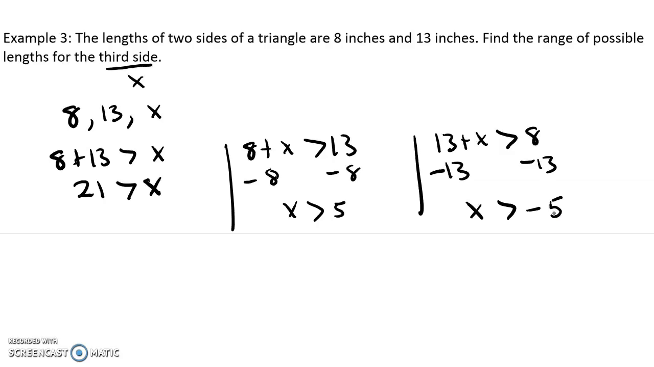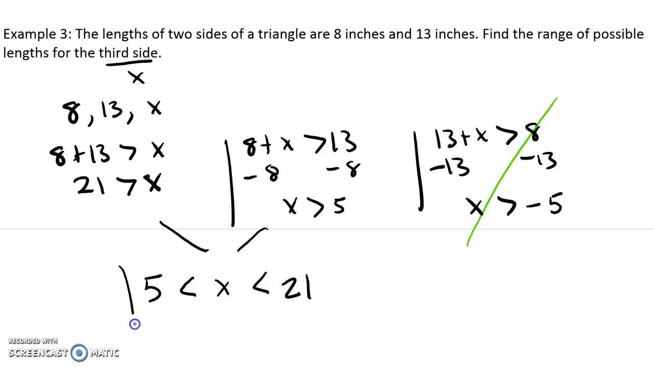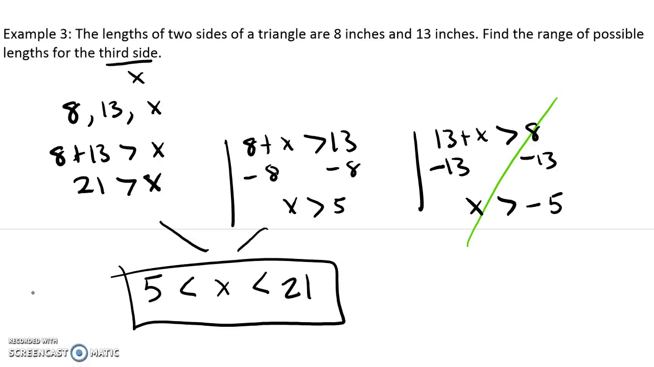So I want you to combine this into a compound inequality. There's really one that we can cross off because we know our lengths must always be what kind of numbers? They need to be positive. So of course x is going to be greater than negative 5. That's a given. So we're going to combine these two together to create our range. So 5 is the lower end and 21 is the higher end. So x is somewhere, oops, sorry, I meant to write 21, between those two numbers. So we can have a triangle with lengths 8, 13, and 12. We can have 8, 13, and 5.2. We have 8, 13, and 20.9, anywhere between 5 and 21.